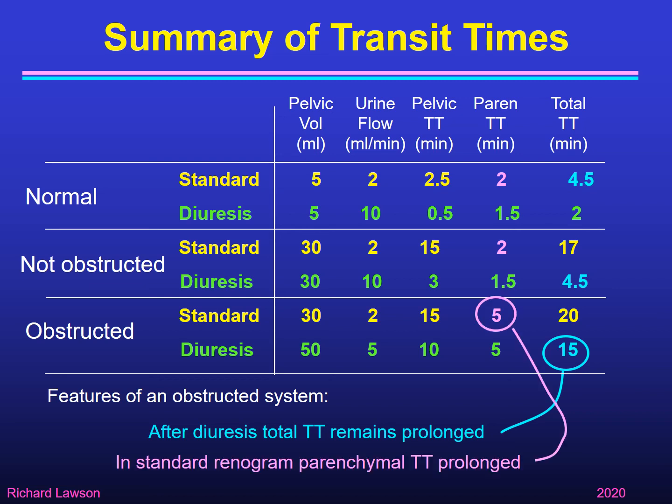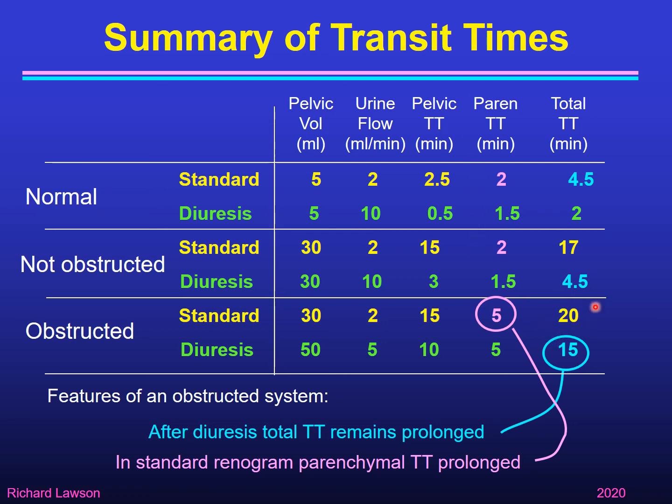But we can also see that this number here would be useful, because here this is the transit time from a standard Renogram without Frusemide compared with the non-obstructed without Frusemide. So this enables us to diagnose the obstruction without having to give Frusemide, because we're comparing two standard Renograms. So the 5 and the 2 minutes is a distinguishing characteristic of the obstructed system, but we have to look at the parenchymal transit time to do that.